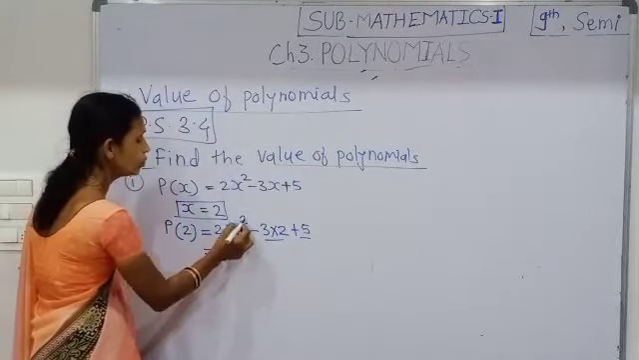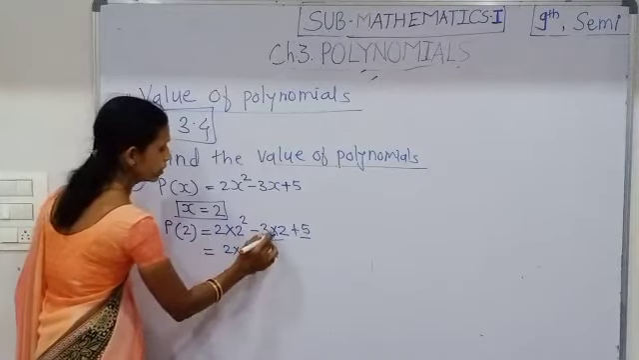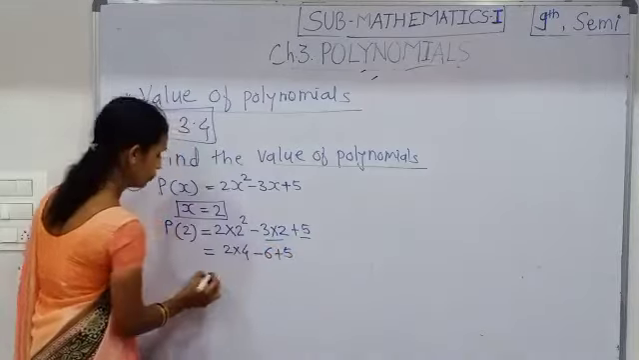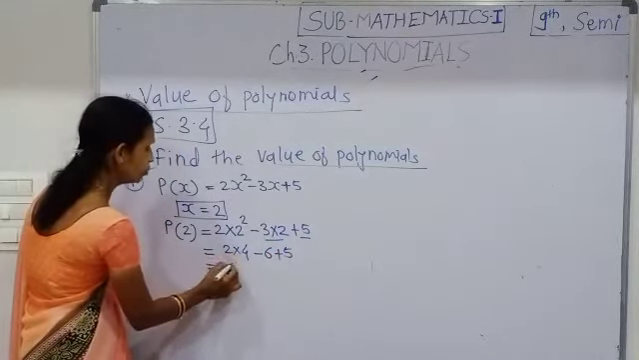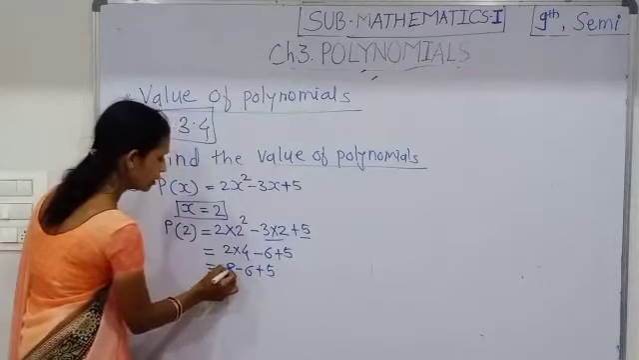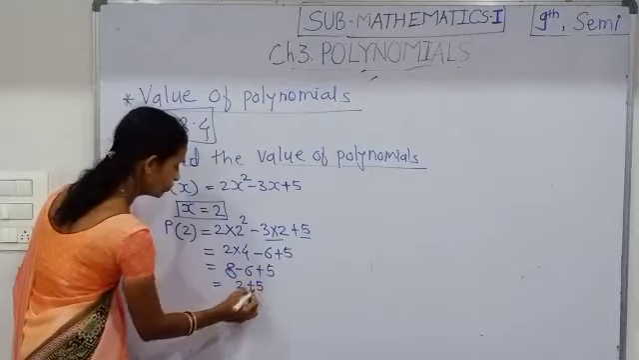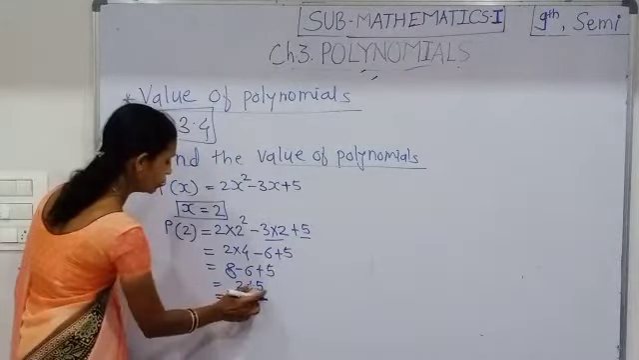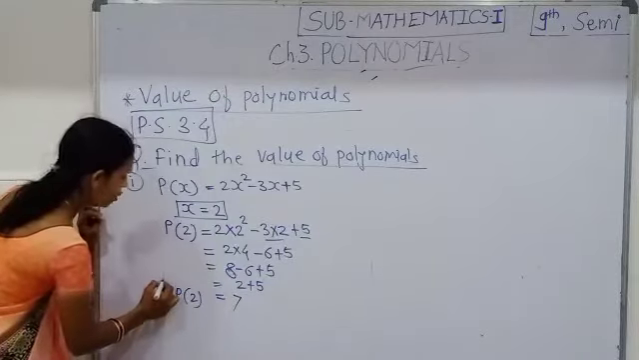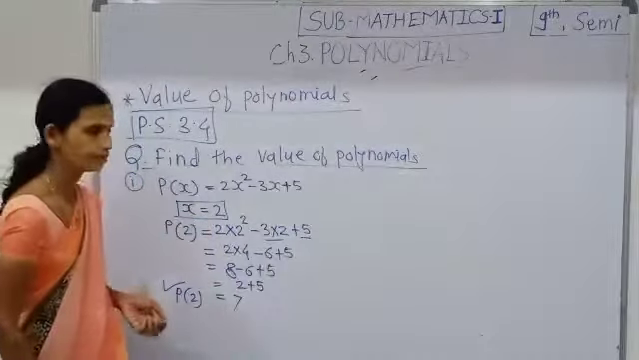Therefore 2 into 2 square, that is 2 into 4, minus 3 into 2, that is minus 6, plus 5, and here 4 into 2, that is 8 minus 6 plus 5. Then see here 8 minus 6, that is 2 plus 5. Therefore we get 2 plus 5, that is 7. That is, the value of this polynomial is 7.